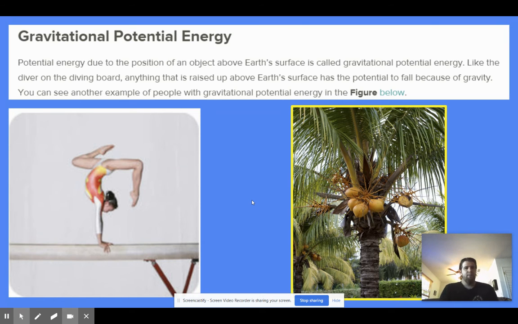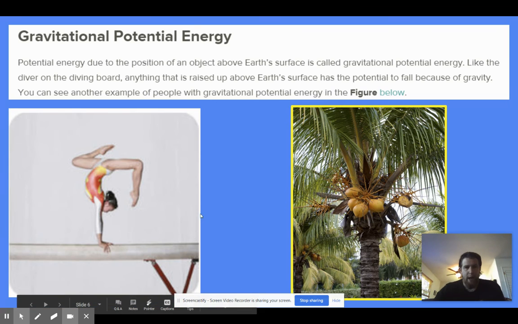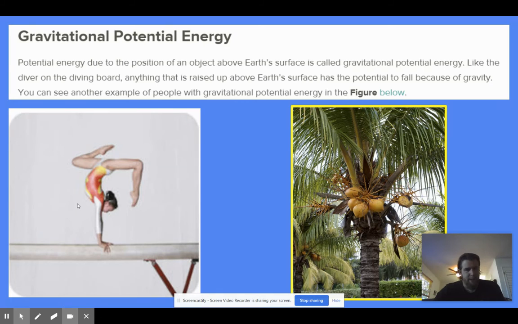So one type of potential energy is gravitational potential energy. This is energy due to the position of an object above Earth's surface. So they have this, like a diver on a diving board, or this gymnast on a pommel horse. And you can see she's doing this really weird position, or I shouldn't say weird, but impressive. At the same time, Earth's gravity is trying to pull her down towards the Earth. So we say she has gravitational potential energy because gravity is going to try and pull her down to convert that potential energy over into kinetic energy.